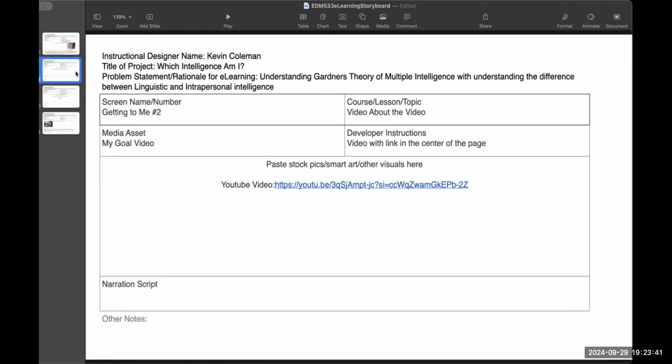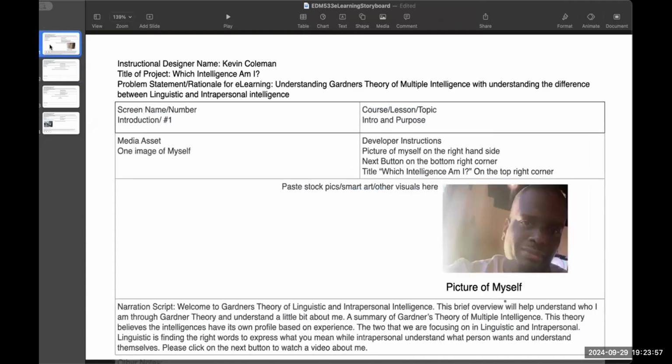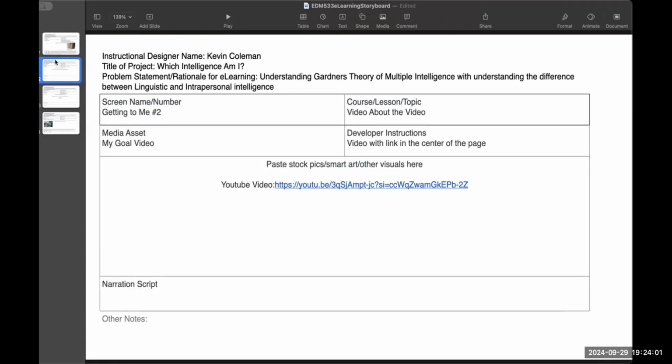In the second slide, there's a small, brief video about me, basically who I am. What I wanted to do was for the learner to really dive in to who I am. So in the previous slide, slide one, I gave you a brief overview of what we're doing. Slide two gives you the example, so you kind of get stuck on which one you think I am.